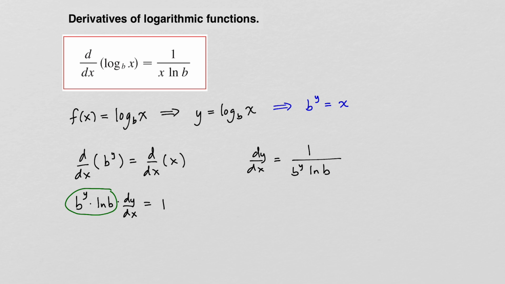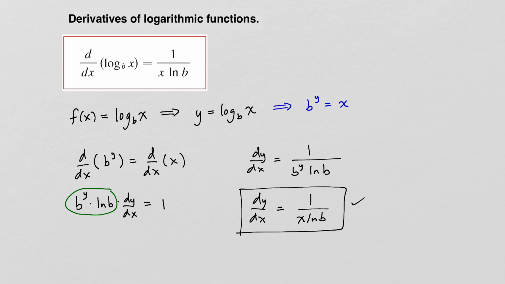But let's remember that b to the y is equal to x, so I can put x back in here, and that gives us dy dx is equal to 1 over x times the natural log of b. And this is the derivative of the function log base b of x.